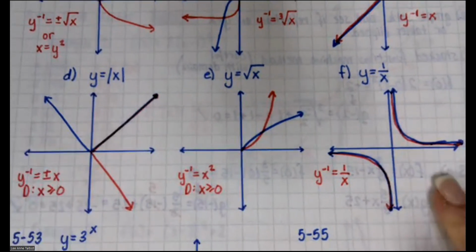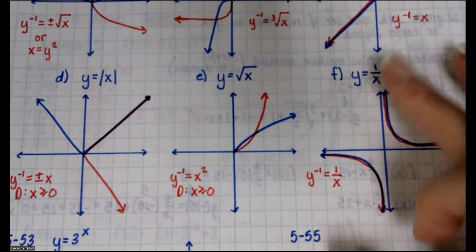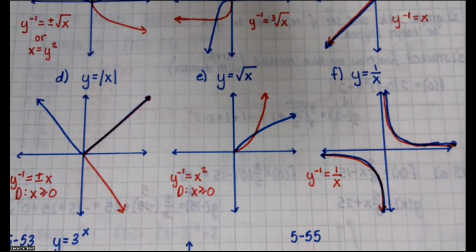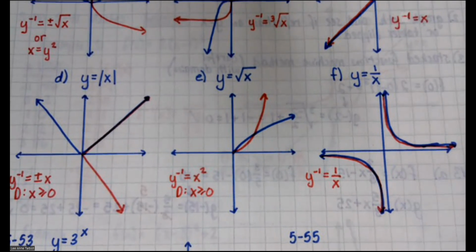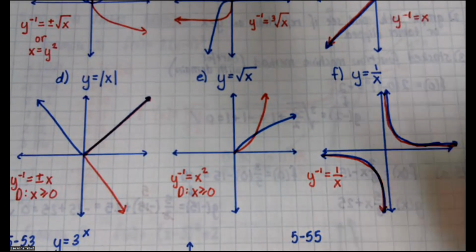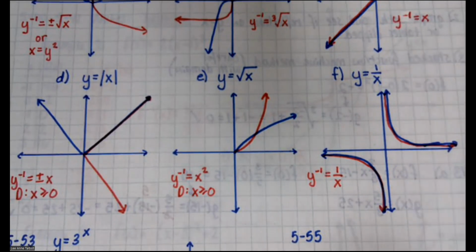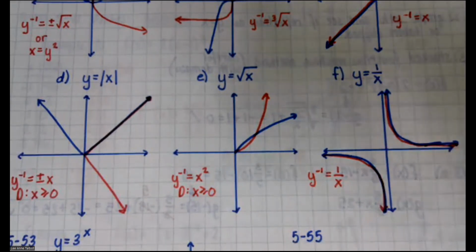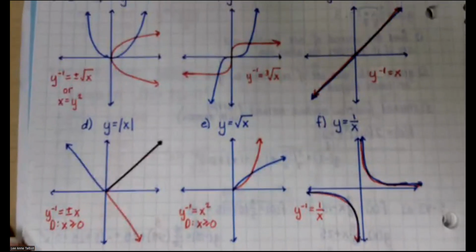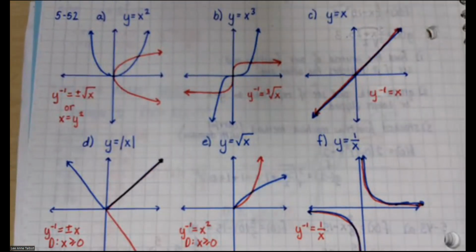Does anybody need me, just out of sheer confusion, to show them algebraically why this is its own inverse? I'm never going to ask you to do one. But if you think about it, just put the y over 1 and cross multiply and you get the same thing. Anyway. Okay. Any questions about number 52? So these are common graphs and their inverses.